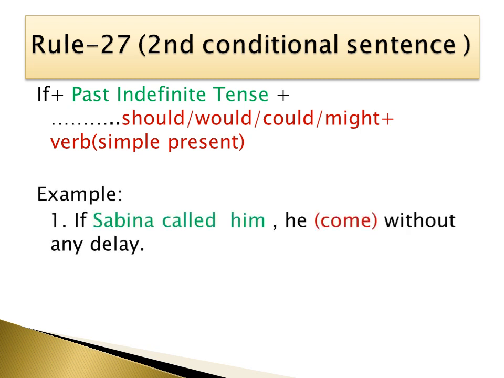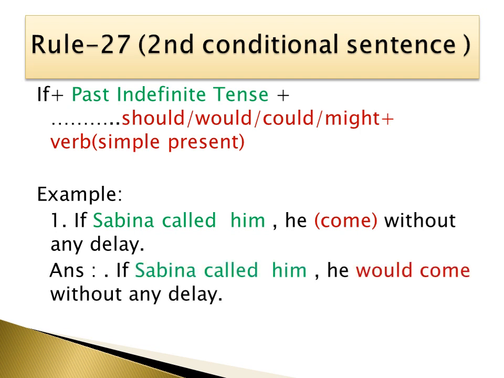So let us see the example. If Sabina called him, he come without any delay. Here, the if clause, the dependent clause, is in past indefinite tense: Sabina called him. So, if Sabina called him. In the principal clause, before the main verb, which will be simple present, we have to use should or would or could or might. So, the answer will be: if Sabina called him, he would come without any delay.